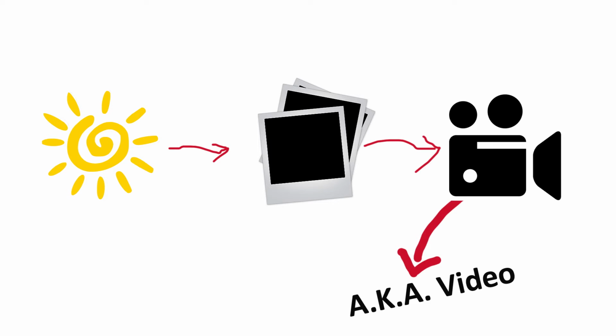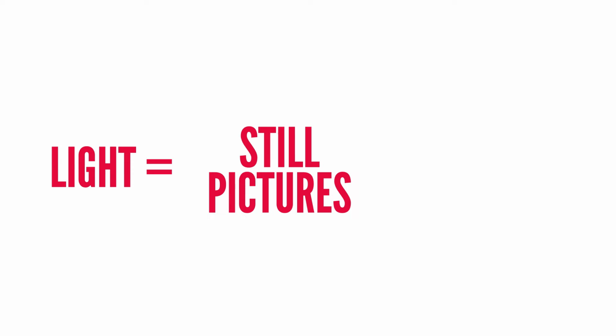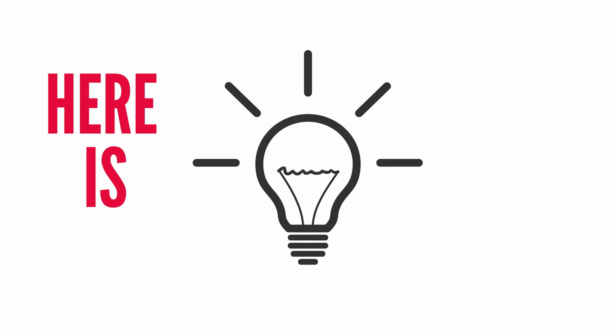Without light, we cannot see anything in our world, and therefore our cameras would not be able to capture a still picture. And without pictures, we cannot create motion pictures, which are of course videos. And that's pretty much the basics in a nutshell. So light equals still pictures, which equals motion pictures, which are of course videos. Are you with me so far? Here is what I'm getting at.